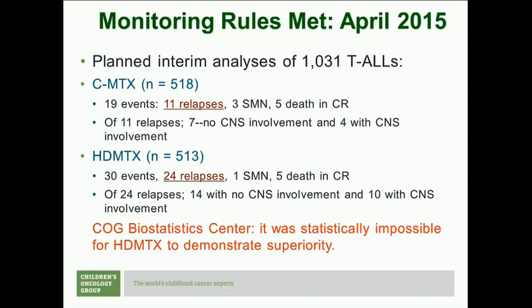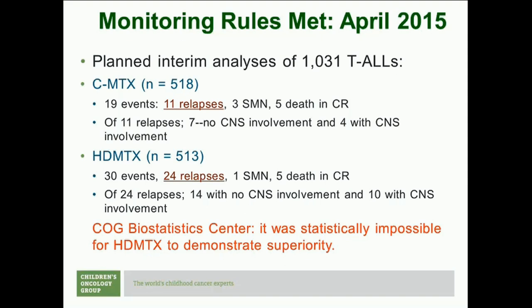So we had a planned interim analysis of about 1,000 patients on trial at that point. And those who had received the escalating dose methotrexate, 518, there were 19 events: 11 relapses, 3 second malignancies, 5 deaths in complete remission. And of the 11 relapses, 7 were bone marrow, no CNS involvement, and 4 with CNS involvement. But on the high-dose methotrexate arm, again, 513 patients in very equal arms, there were 30 events.